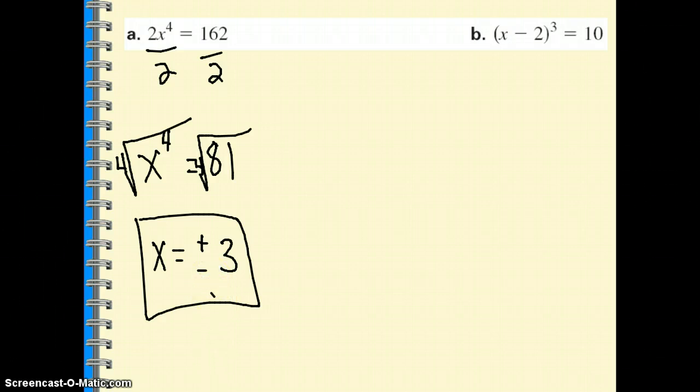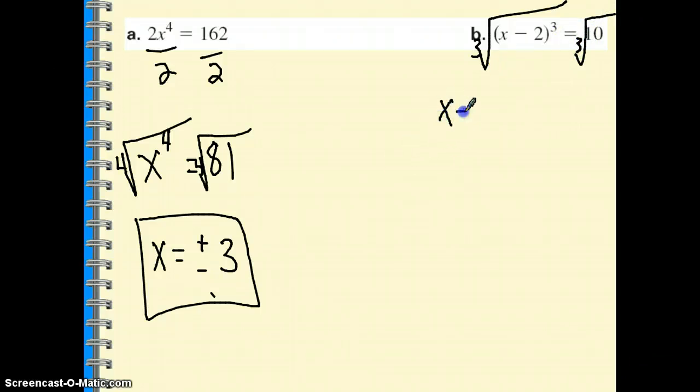All right, take a look over at this second example in part B. If we have the quantity x minus 2 raised to the third power, and that's equal to 10. Well, just like we did over here, we want to isolate x, and first we can take the cube root of both sides, or we can look at it as raising to the power of 1/3, either way.